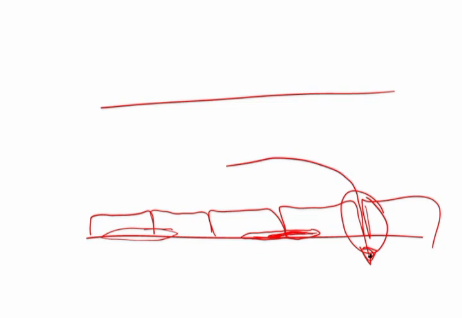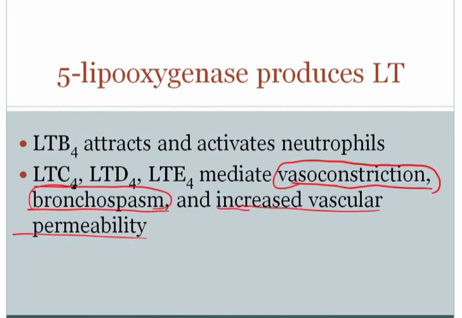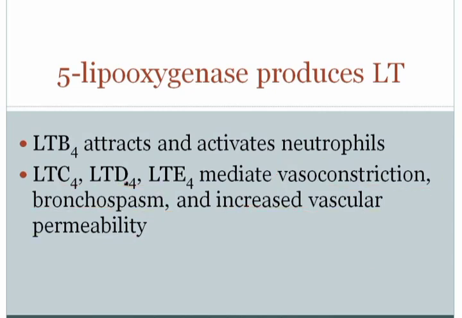And so, again, when we think about these leukotrienes, leukotriene C4, D4, and E4, they're going to mediate vasoconstriction by causing constriction of the smooth muscle of the arteriole. They're going to mediate bronchospasm by causing constriction of the smooth muscle wall of the bronchus, and then increased vascular permeability by causing smooth muscle contraction of the pericytes, which again contain contractile function. So that's the way I remember leukotrienes.